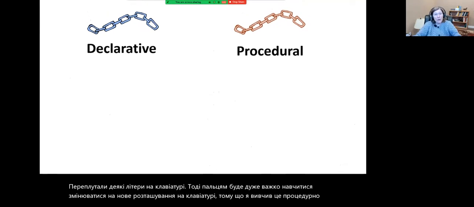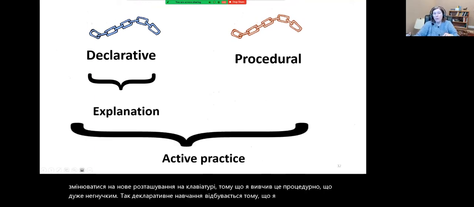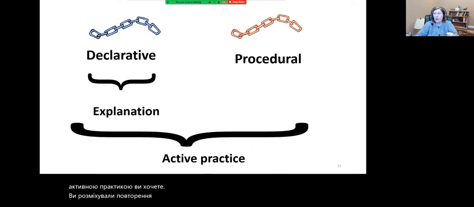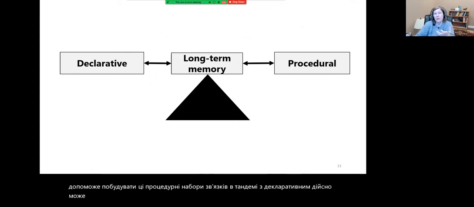So declarative learning happens because I explain things to you, but when you actively practice with things, that's when you also learn procedurally. And with that active practice, you want to use spaced repetition, use interleaving, and retrieval practice. All of those will help build those procedural sets of links that in tandem with declarative can really help you be a good, very good expert with whatever you are learning.